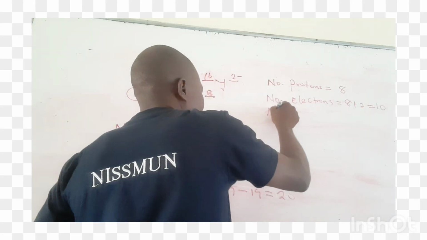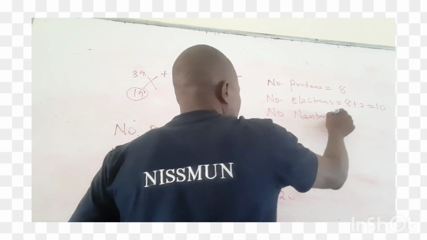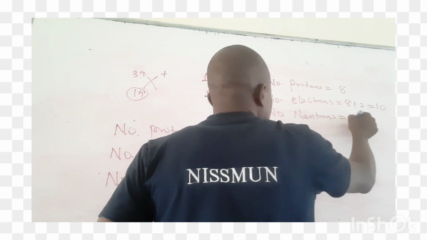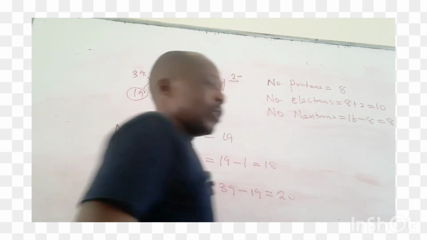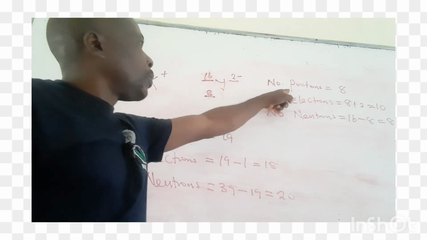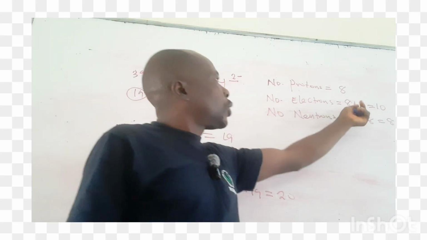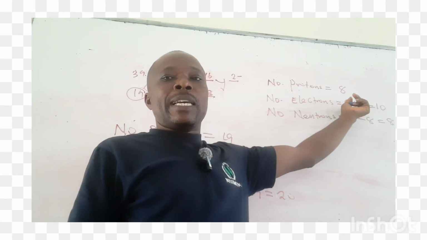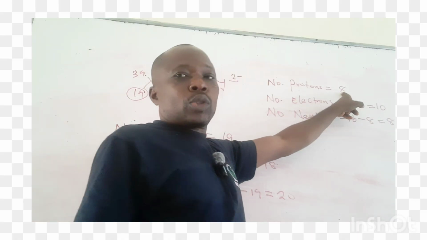Then the number of neutrons is equal to 16 minus 8, which is equal to 8. So, what is the difference between this atom and this atom? This atom gained 2 electrons. It's ionized by the gain of 2 electrons. So it has 2 electrons more than the protons.